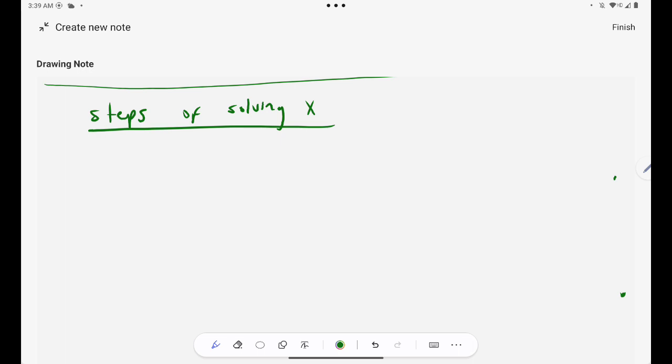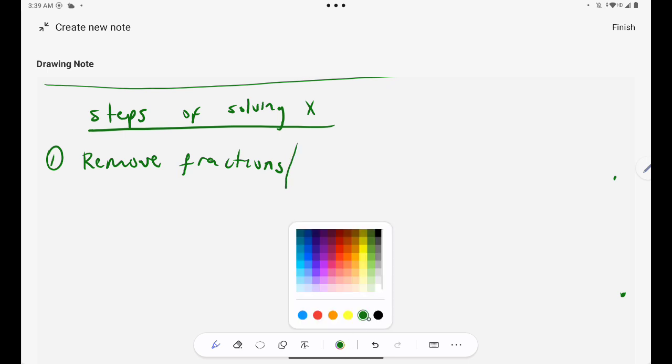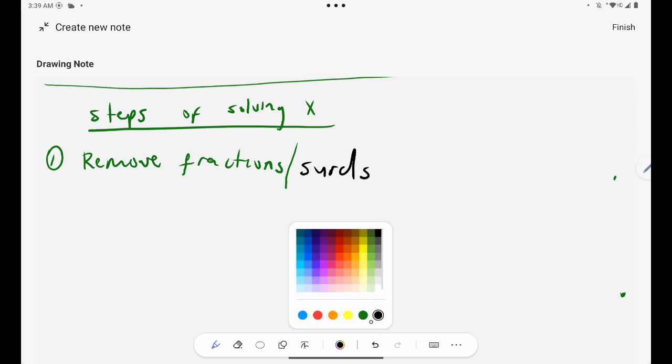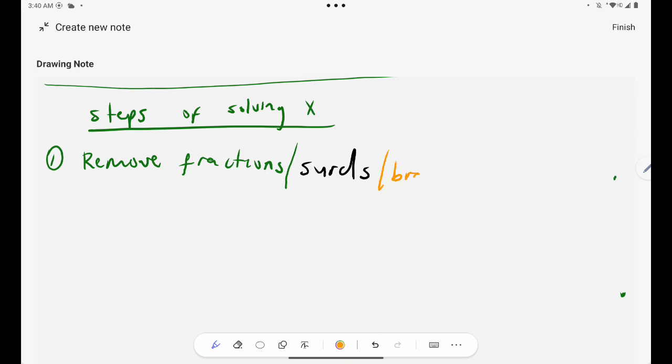There are steps of solving x, né? Step number 1: you have to remove fractions, or sets if you have them, or brackets if you have them, né?